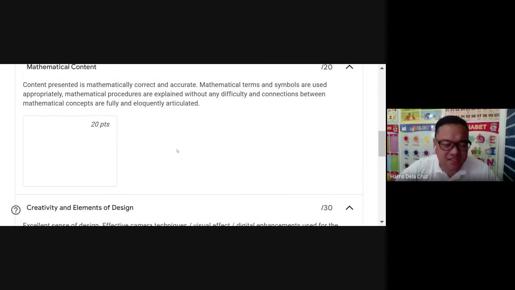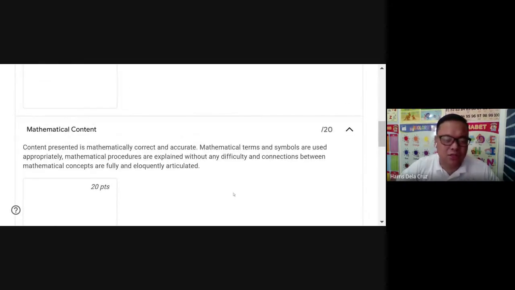Of course, since this is a mathematical project, we also need to look at its mathematical content. So, content presented is mathematically correct and accurate. Mathematical terms and symbols are used appropriately. Mathematical procedures are explained without any difficulty, and connections between mathematical concepts are fully and eloquently articulated. So, ito naman kung naintindihan ba talaga ng group yung pinipresent nila, yung mathematical concept na pinipresent nila.